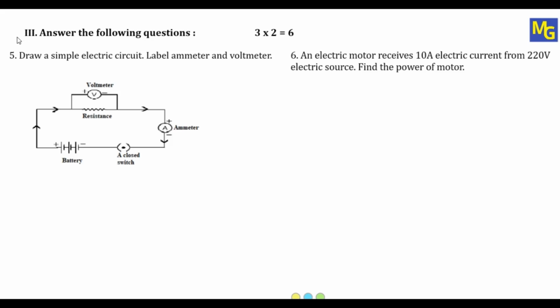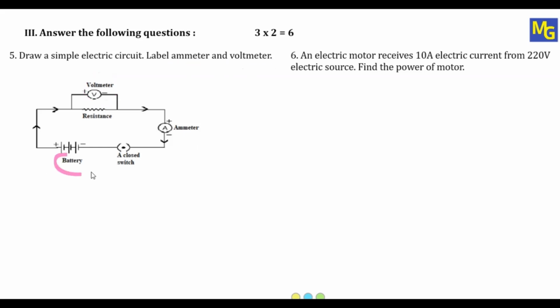Now the next section, section 3, answer the following questions. This section carries 6 marks. Question number 5: draw a simple circuit, label ammeter and voltmeter. So this is a simple circuit diagram. A simple circuit should have a battery, a switch, an ammeter and a voltmeter. After drawing that simple circuit, we have to label the ammeter and voltmeter.